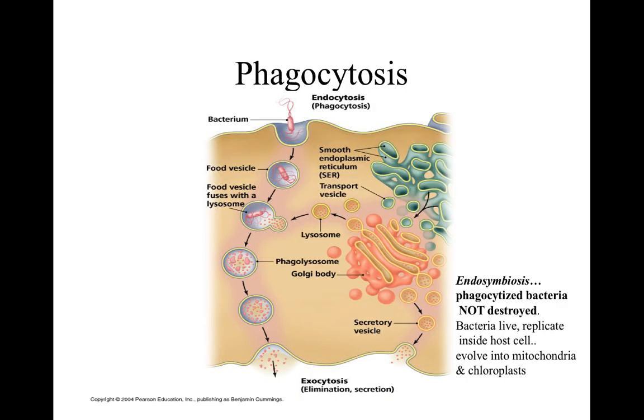This is the process of phagocytosis. This would have been the process by which those primitive bacteria would have been brought inside a primitive nucleated cell, and the only difference being, instead of being destroyed, those bacteria took up housekeeping inside the nucleated cell and became endosymbionts, so a symbiotic partner living inside, and they replicated and were passed down when the nucleated cell divided.